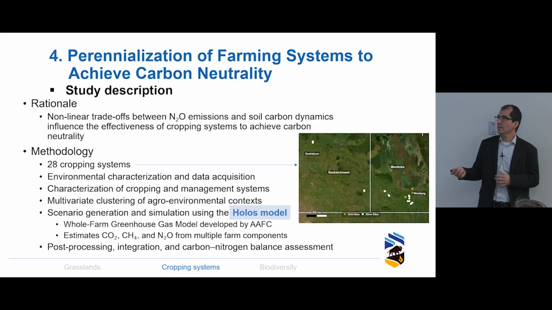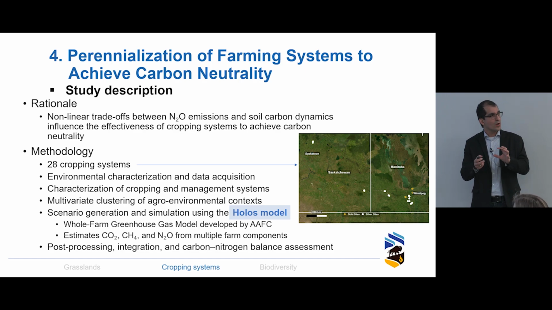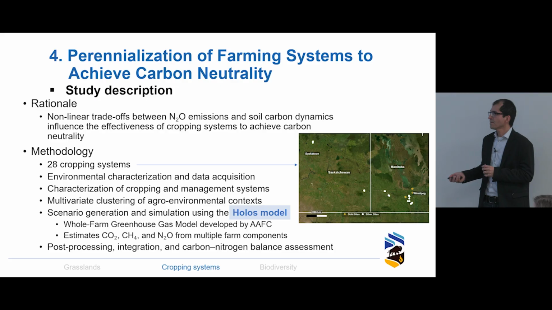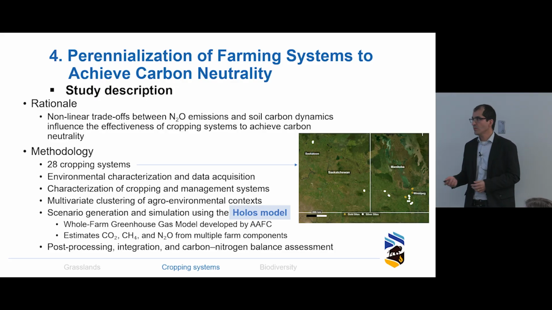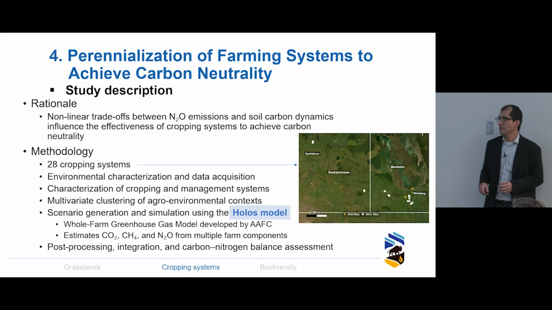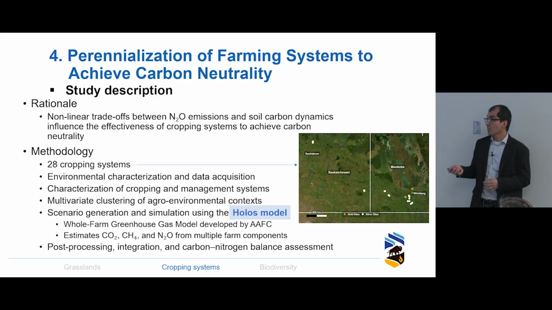So again, using a clustering analysis, we did a reduction technique to come up with a smaller number of scenarios to model. And we used the Holos model from AFC, which is a greenhouse gas model, to simulate many of those components that you need. And then we pre-process and post-process the data to see what those trends look like.